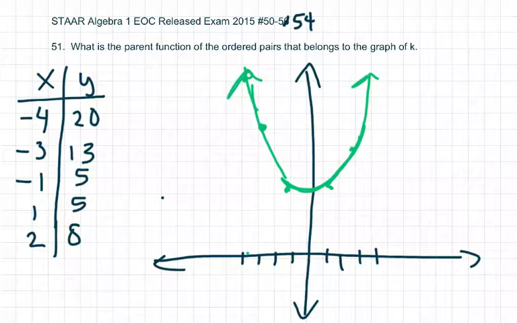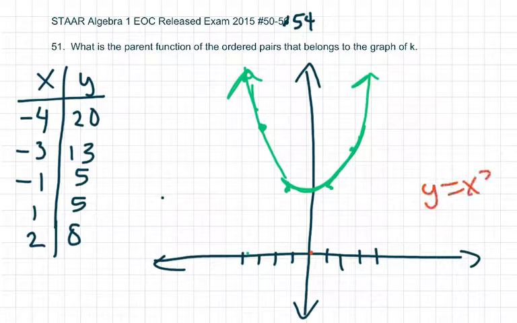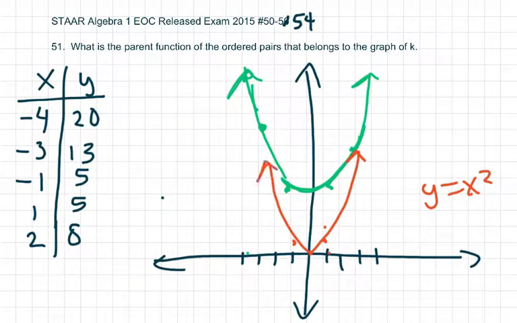You haven't really even learned C and D yet. So something like this, they'll probably give you either linear or quadratic. So the parent function of this is y equals x squared. And you did learn this. 1 goes to 1, 2 goes to 4. So the parent function would be this one. And so the answer would be B.